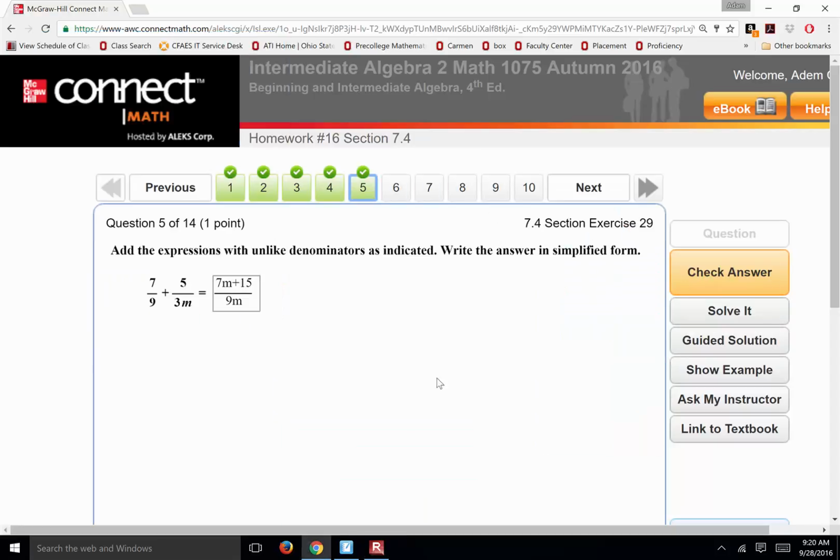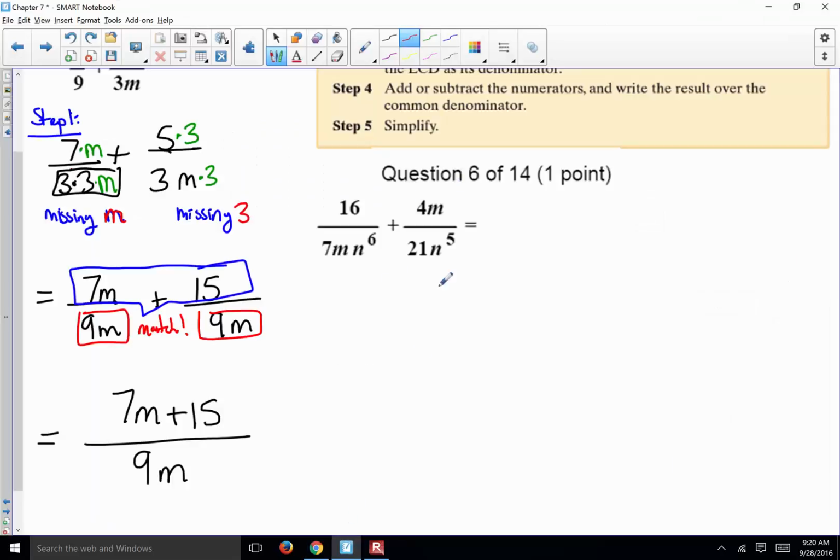Alright, we're continuing with the next one. Right here. Same deal. First off, I will break everything on the bottom if possible. But can I break 7? No. Can I break m? No, it's already a letter.